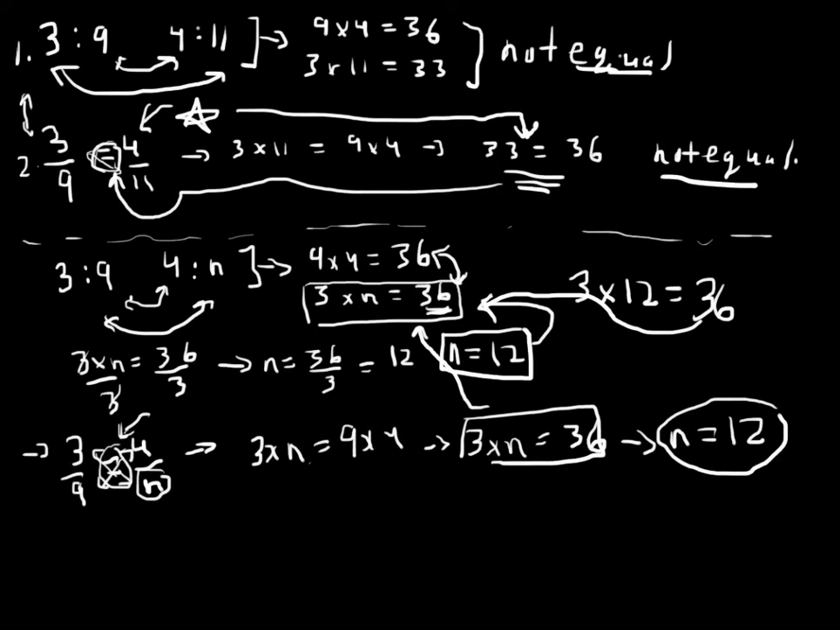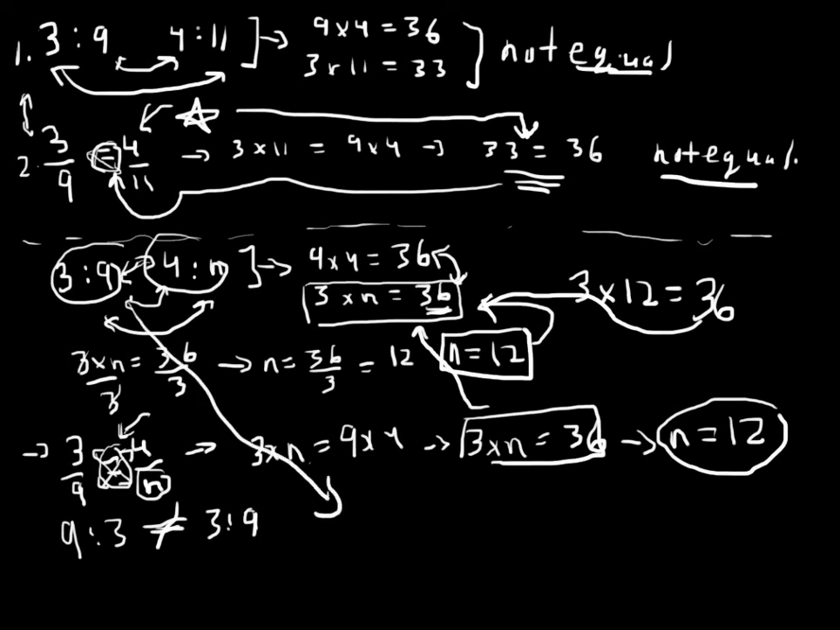So there are just two ways of doing a question like this, and it doesn't really matter which one you use. The order does matter: 9 to 3 is not the same as 3 to 9. But when you're trying to find if two ratios are equal, it doesn't matter whether we had 4 to n or 3 to 9 first. You would still get the exact same result, that n is equal to 12.